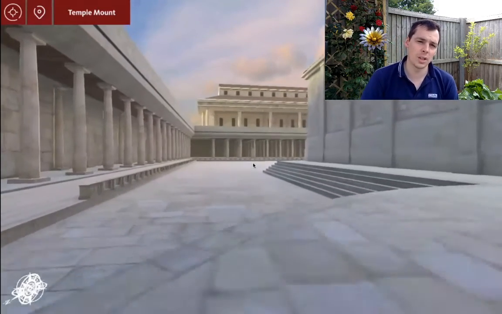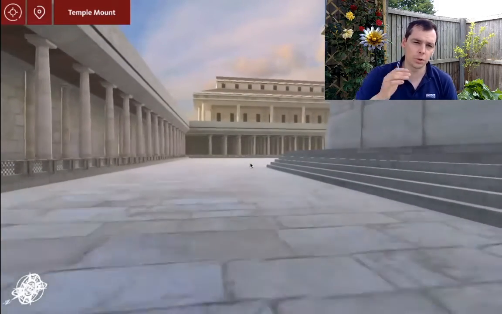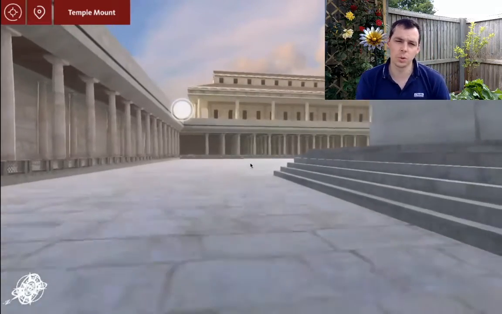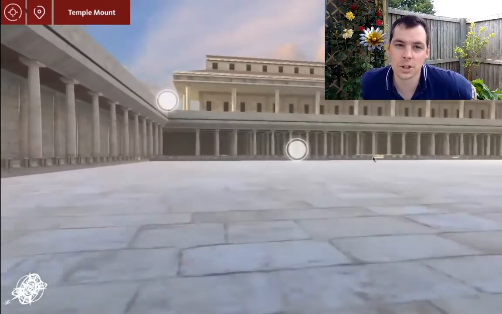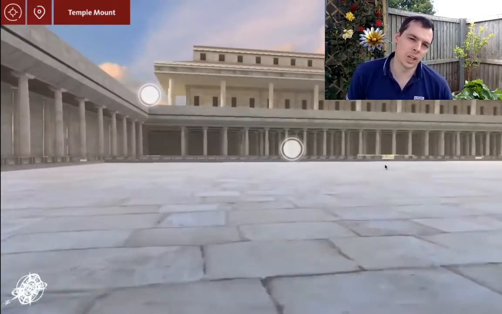Here we are in the temple courts, and we're just going to wander over towards the court of the Gentiles. So I want to show you that to start off with. I want to start there and work our way into the temple buildings itself.